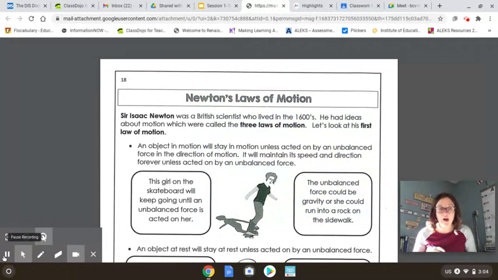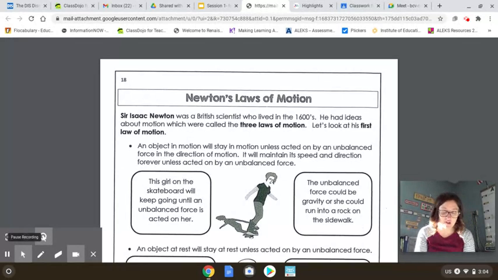So we're going to talk about a person called Sir Isaac Newton. He is a super famous scientist, but he lived a long, long time ago, back in the 1600s. And he has some ideas about motion that people still use today. They're called the three laws of motion. So we're going to look at his very first one. I know that you've heard of this before, but probably haven't heard about who actually made it.